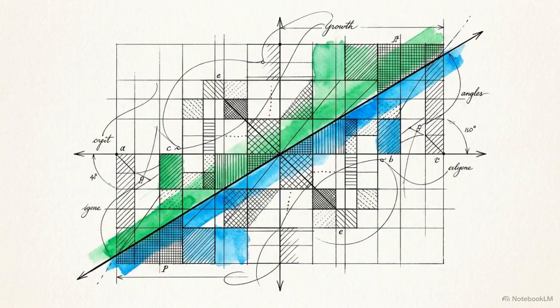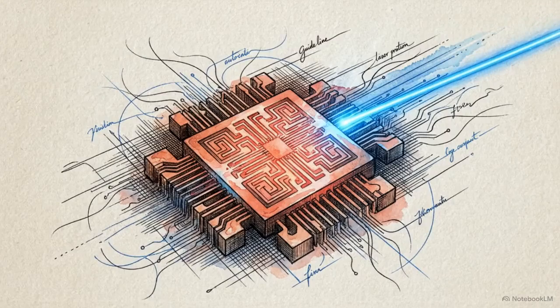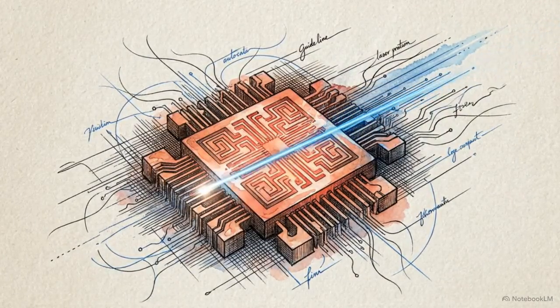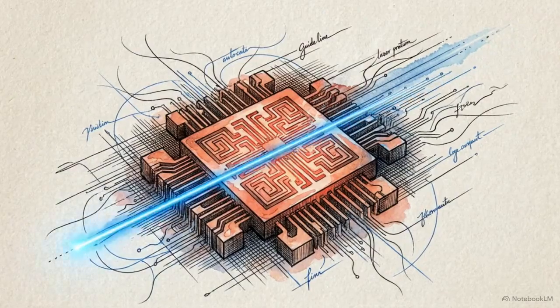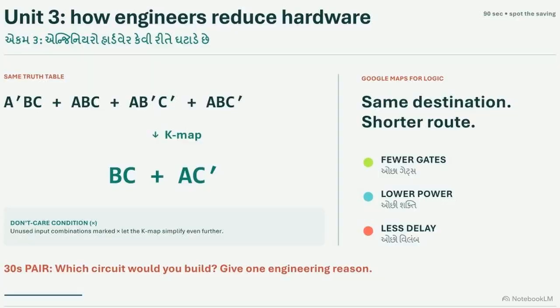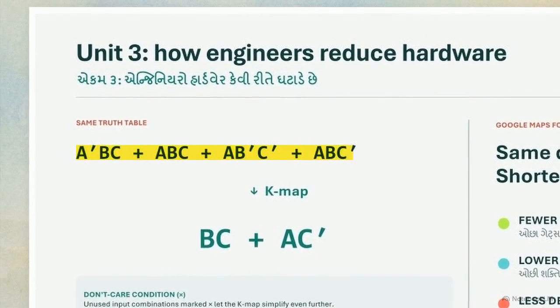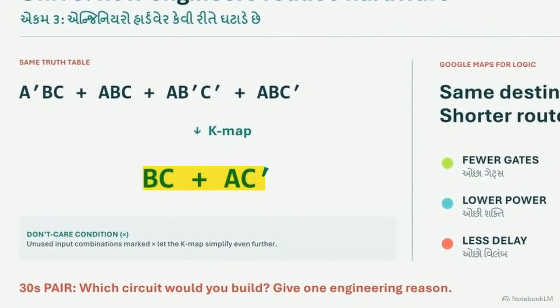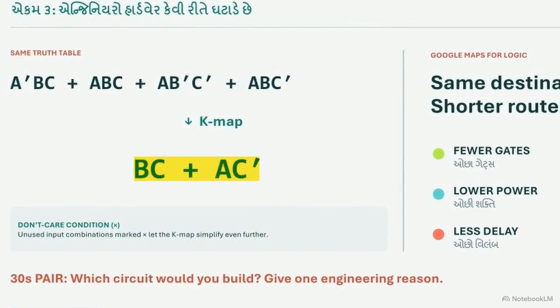That brings us to Unit 3, efficiency. In engineering, a circuit must be reduced to the fewest possible gates to save electrical power and eliminate processing delays. This slide demonstrates simplifying complex circuits using a K-map. Think of it as Google Maps for logic. Instead of building the long, expensive equation at the top, the K-map finds a shorter route to the exact same output, BC plus AC prime.